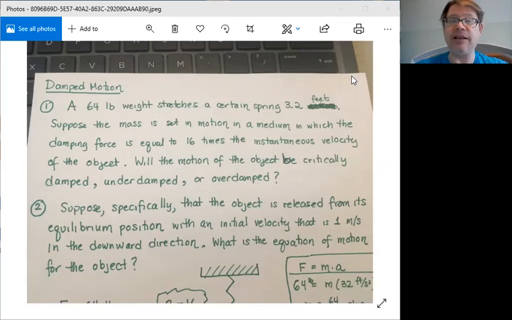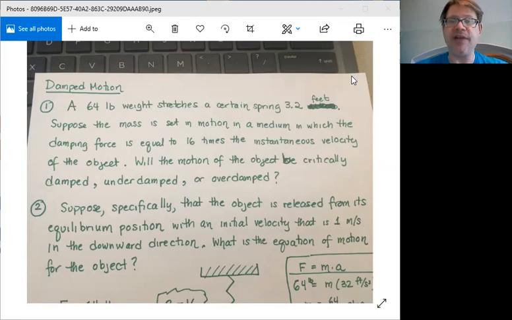Will we have critically damped motion? Will we have underdamped motion? Or will we have overdamped motion? We'll analyze the problem and decide which of those three scenarios we're going to be in. And then once we've done that, we're going to give ourselves some initial conditions.